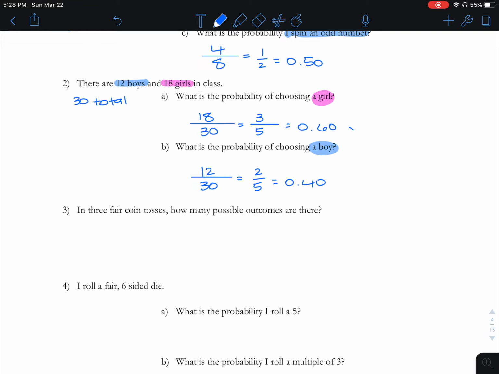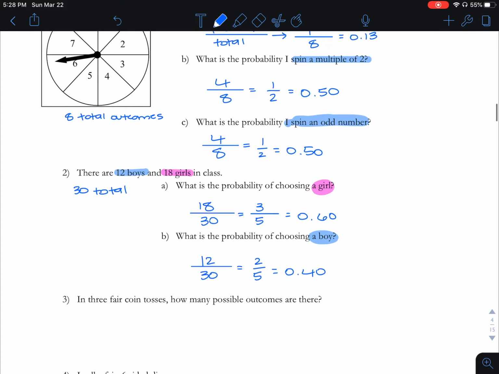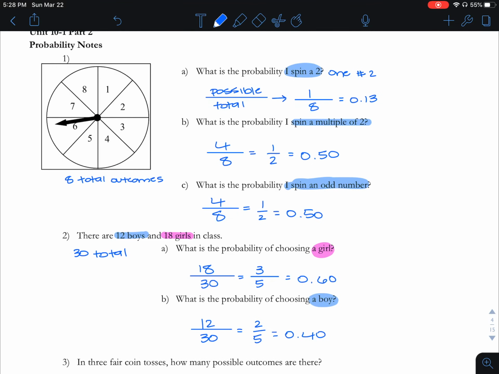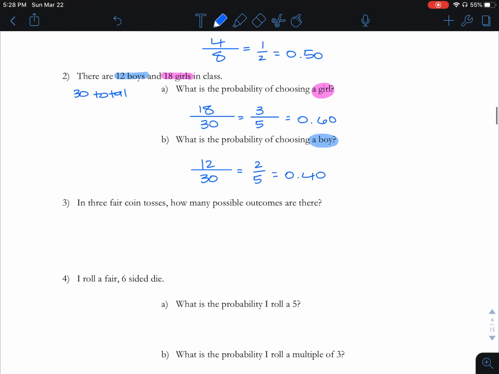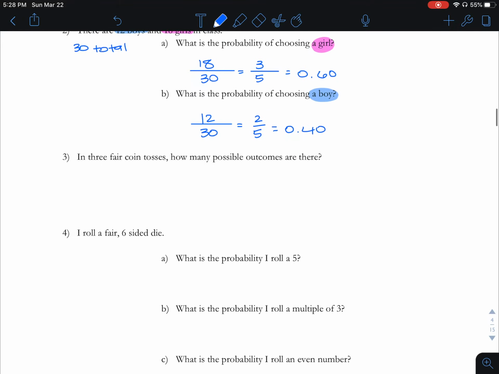Now, if you notice these two numbers, 0.6 and 0.4, if I add those together, I should get 100. This is different from the previous problem we did because I have 3 different ones, but we won't worry too much about that. In example 2, this case it does work. Number 3 gets a little more complicated.